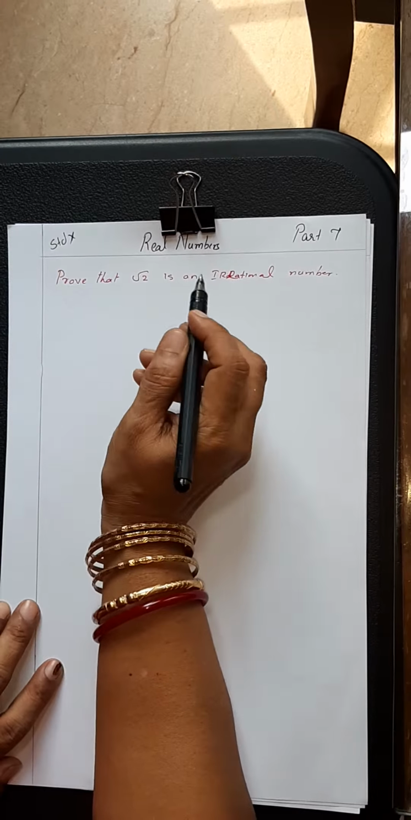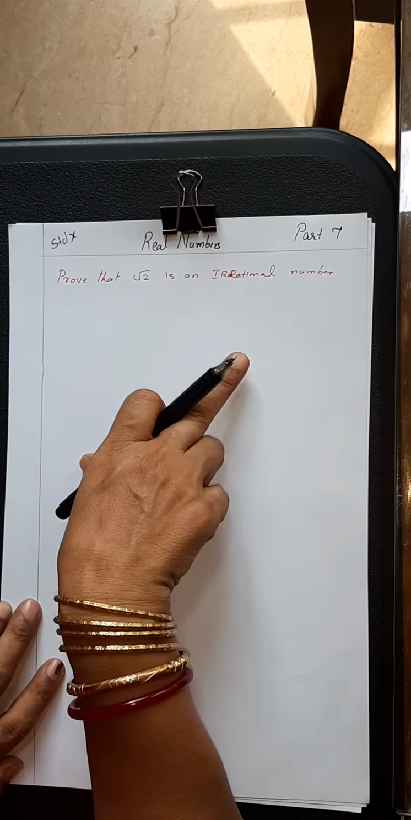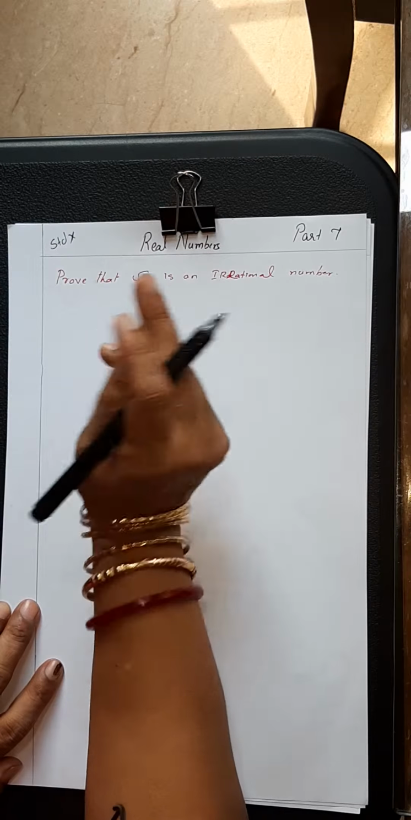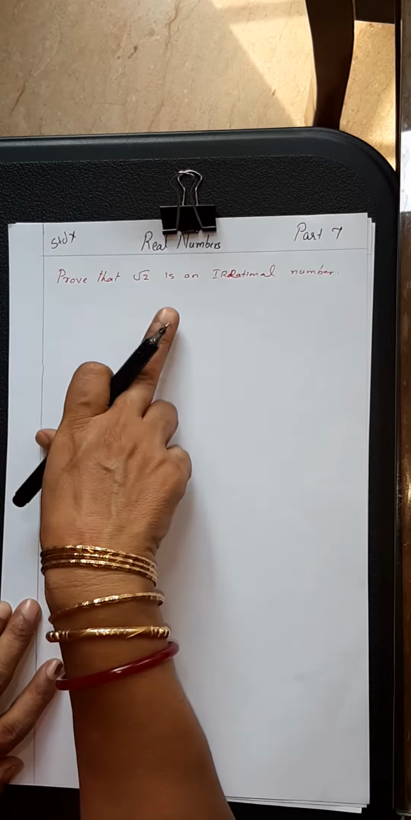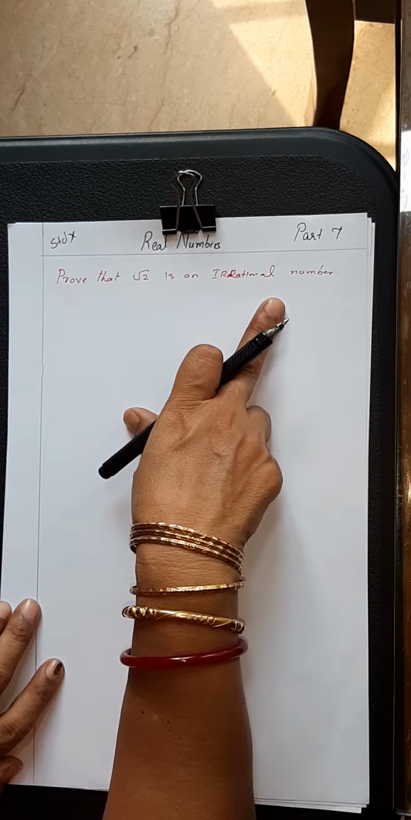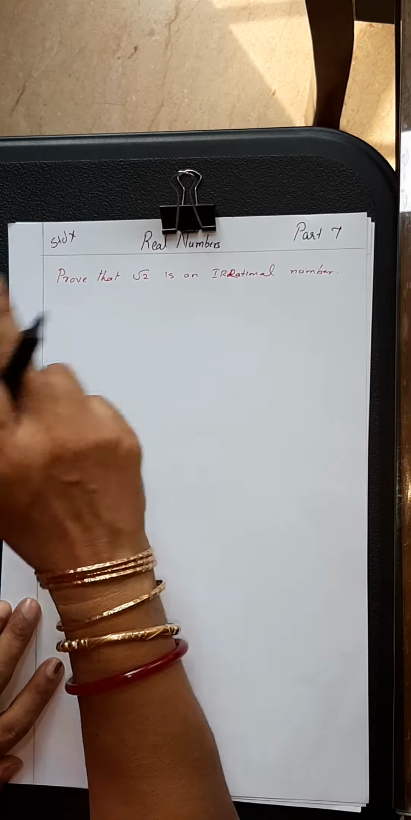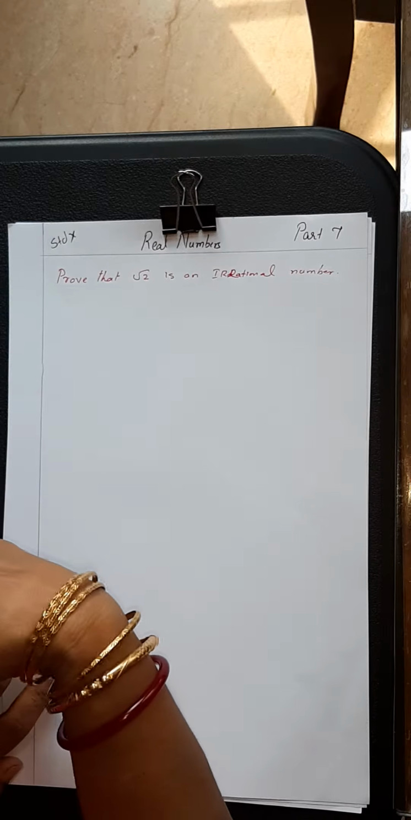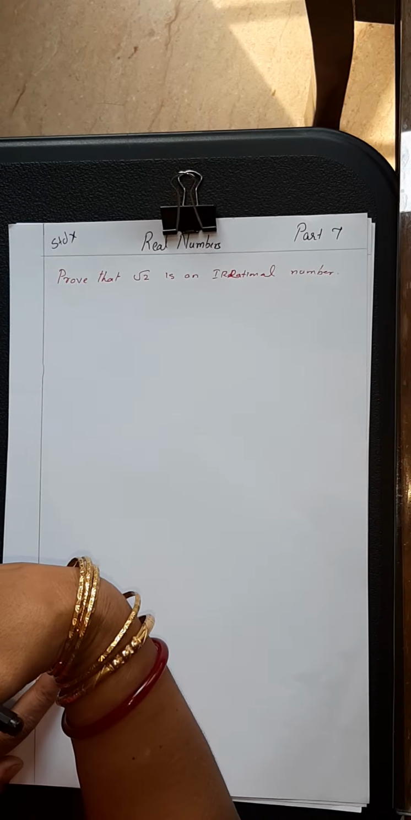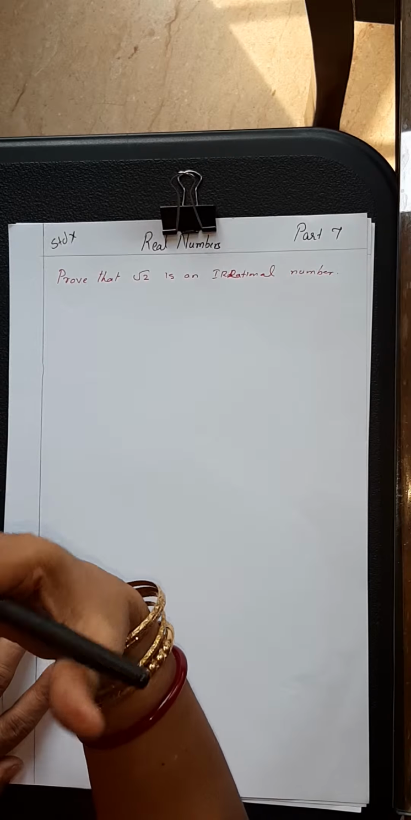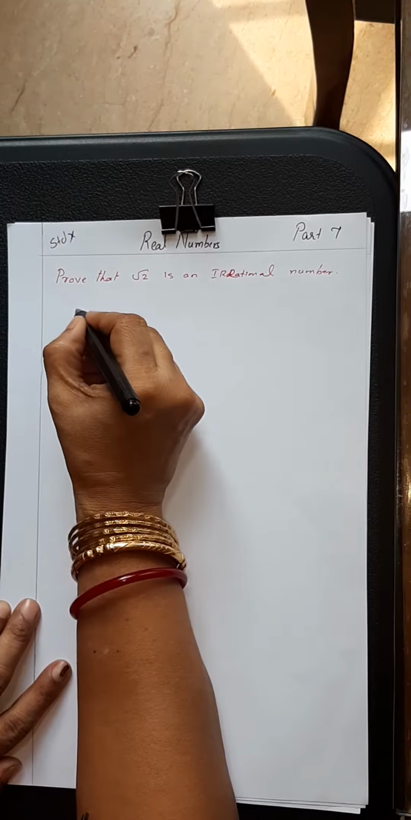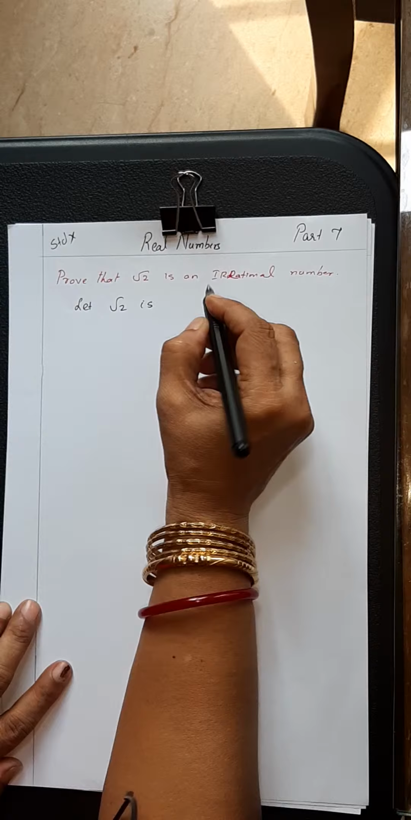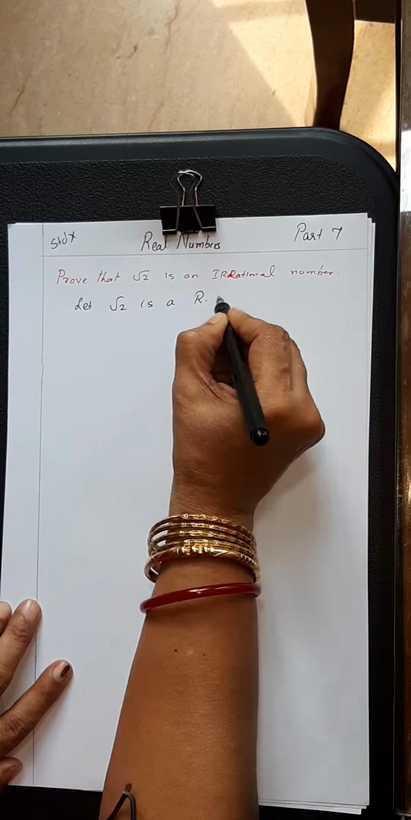So here we are going to prove that root 2 is an irrational number using the method of contradiction. First we will assume the opposite: let root 2 be a rational number, and then we will do some steps, and finally at the end you will get a contradictory answer. Then we say what we have assumed is wrong. So let root 2 be a rational number.